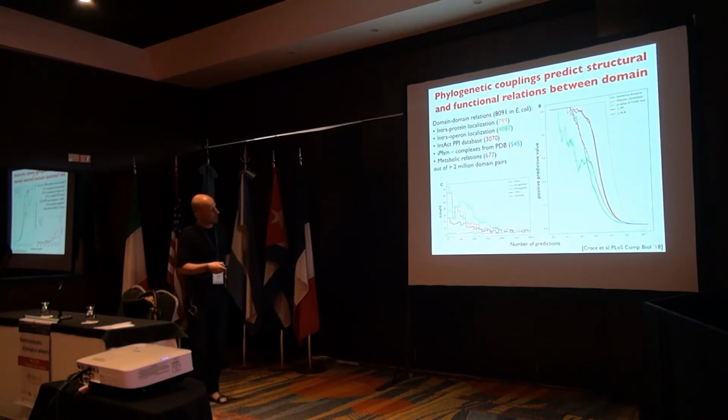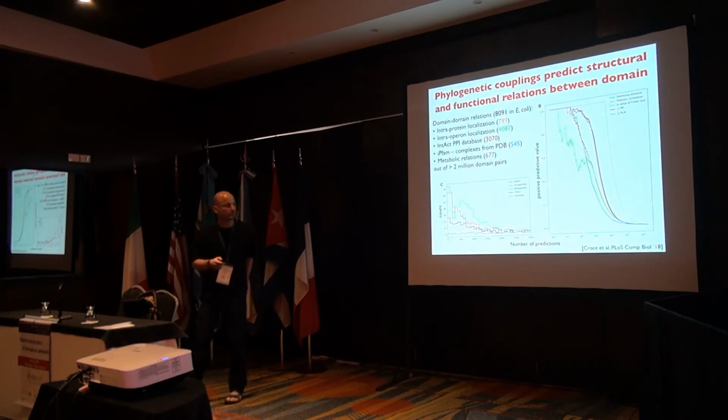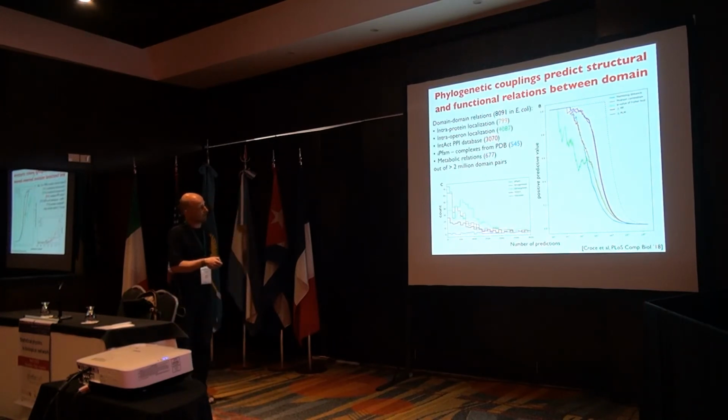And if you look at correlation measures, you find these curves. If you look at these coupling measures, you find curves which are superior, so which are better, because we have more good predictions. A perfect prediction would be this line here, which would have all these 8,000 relations before the non-relations. So we are not perfect, but we get better.